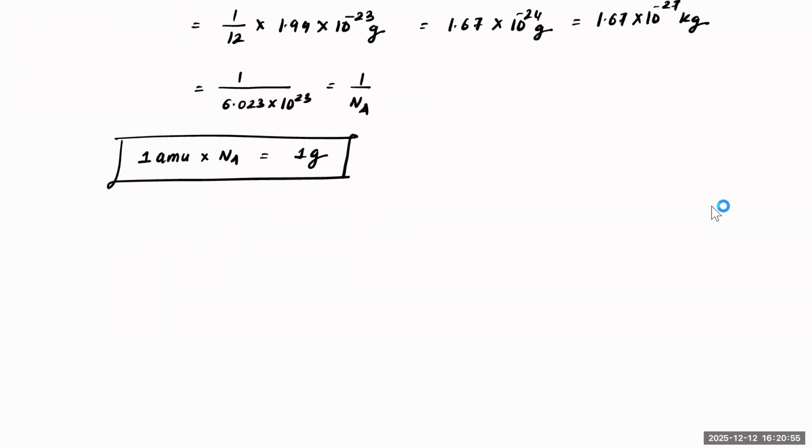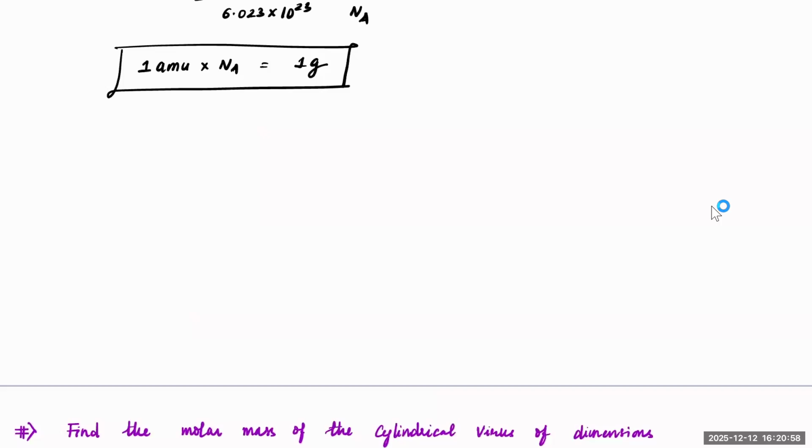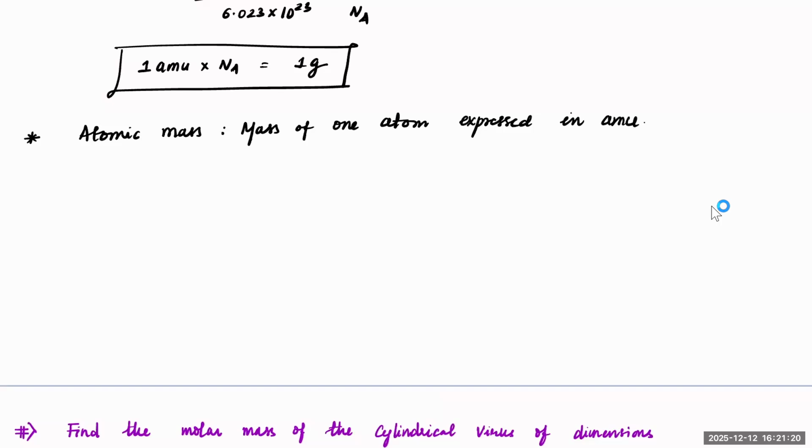Done? Yes, sir. Now, the important thing to note here is that atomic mass by definition is the mass of one atom expressed in AMU.